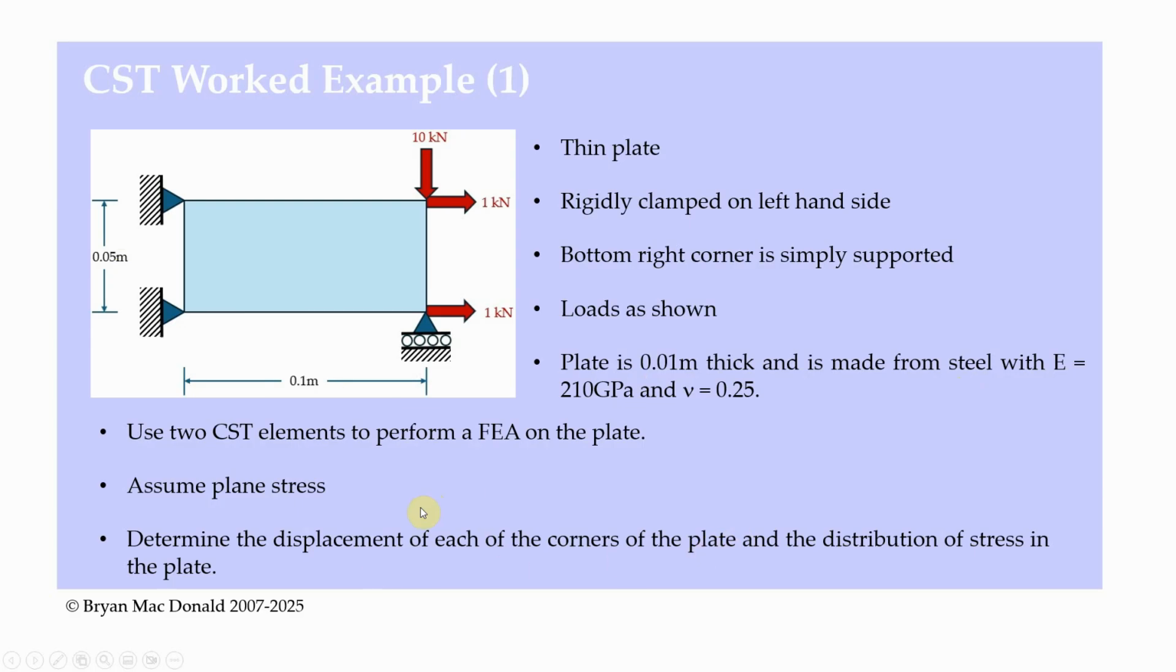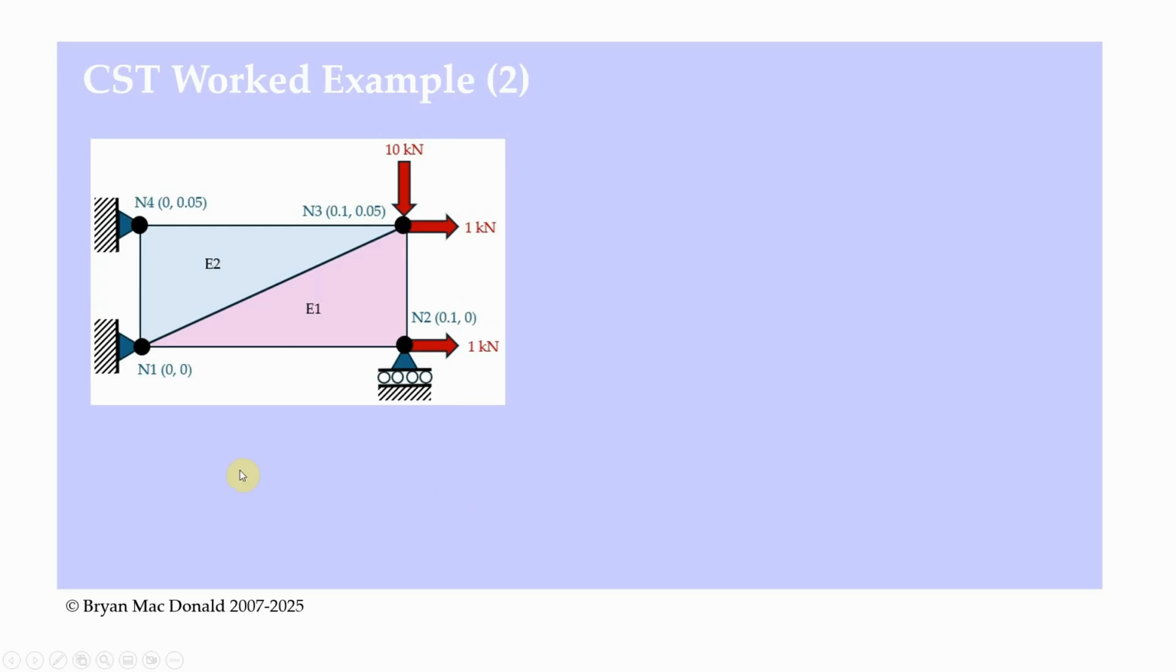Okay, so first of all, we have to decide how we're going to divide this up. So what I've chosen to do is build this FE model of the plate. So there's 2 elements and there's 4 nodes and they're numbered anti-clockwise. So let's just take a look at this. So I've divided the plate here along this diagonal, and element 1 is here, element 2 is there. I've called that node 1, node 2, node 3 and node 4, and I've given the coordinates of each of the nodes.